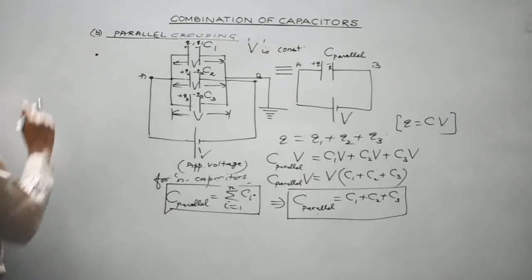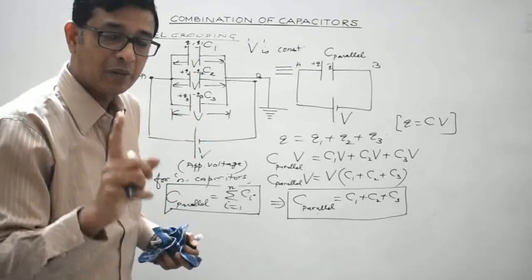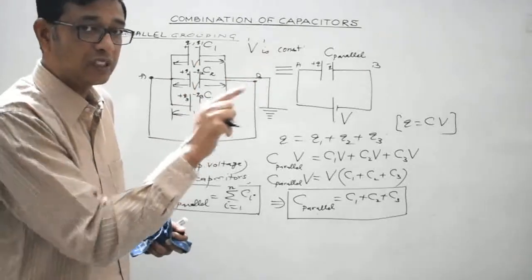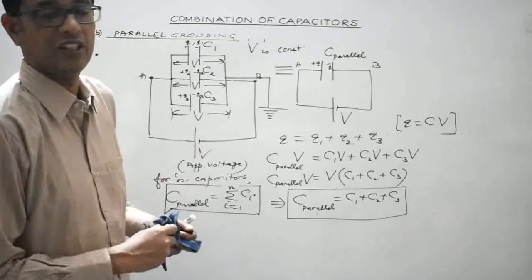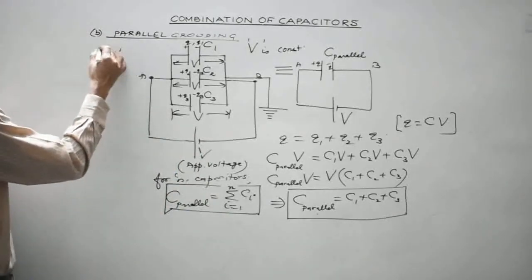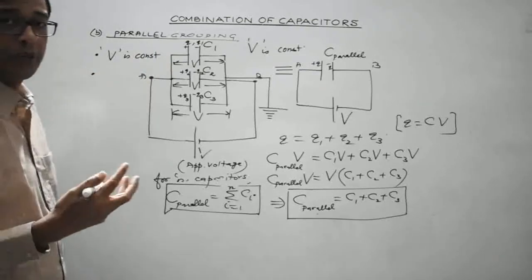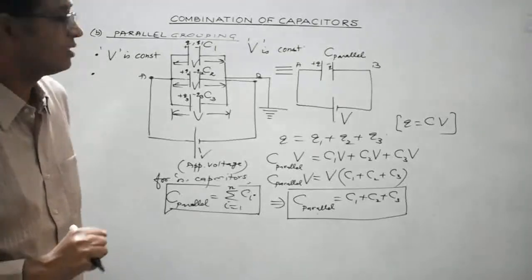First is, 2 or more capacitors are said to be connected in parallel only when the potential difference across the plates of each of the capacitors is the same and is the same as that of the applied voltage. So what I mean to say is that V is constant. In the series grouping, charge is constant, but in the parallel grouping, V is constant, right?